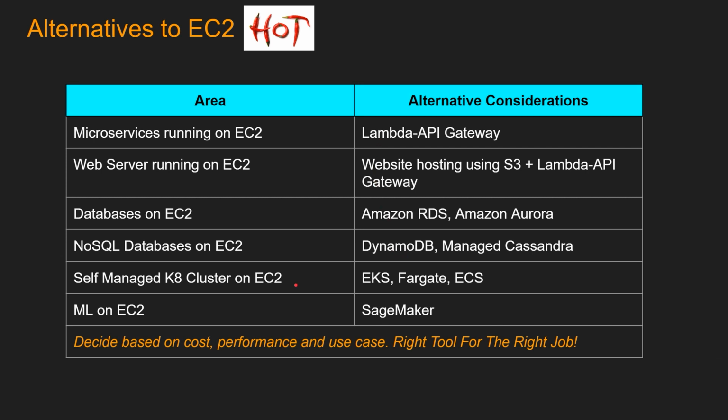Alright, so next one, self-managed Kubernetes cluster on EC2. You should look into migrating to EKS, Fargate, or even ECS. Running a bunch of machine learning stuff on EC2, you should look into SageMaker. So these are just a few of the popular items. When in your project or in an interview this comes up, mention this, and I guarantee you your team members or the interviewer will be impressed.